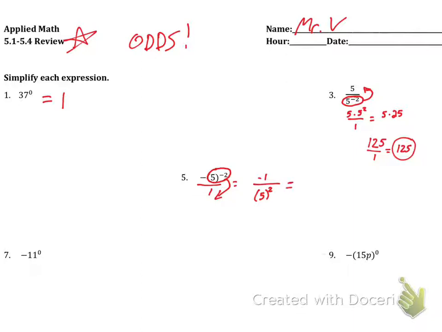So then I can further simplify by doing a negative 1 over 5 to the second power is 25. So your final answer would be negative 1 over 25.